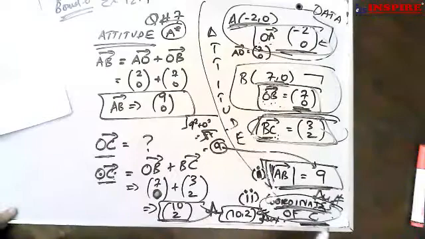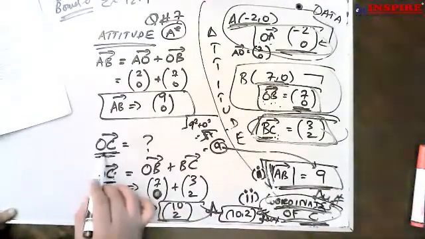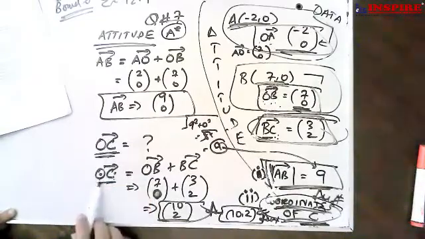Let's go back again. I wanted coordinates of C, so I should look for OC. How do I get OC?